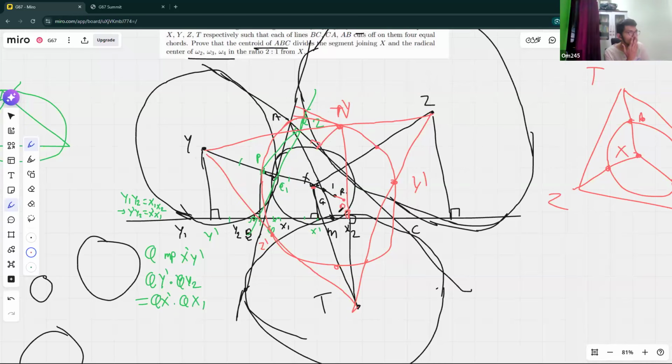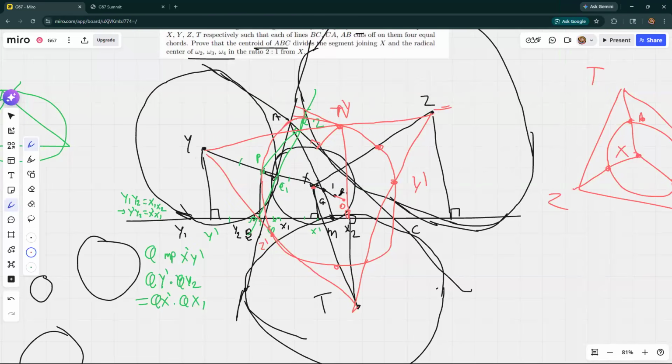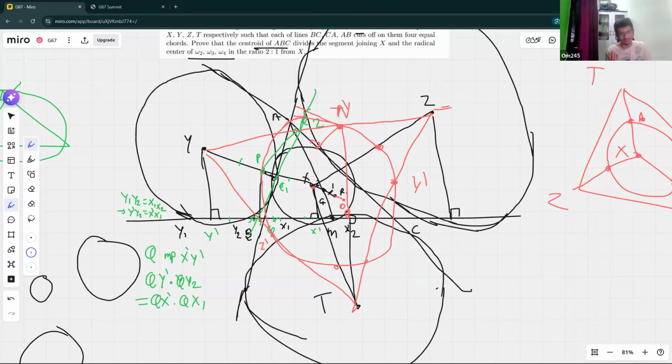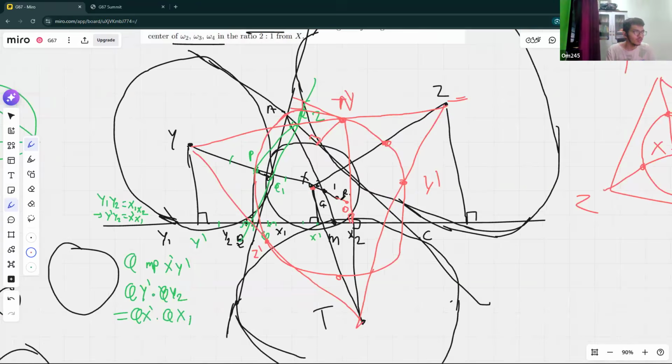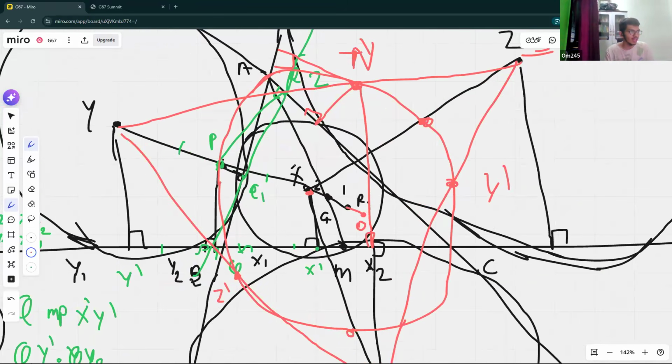I think I get what you mean. This lies on the nine-point circle, and because you take a homothety from X sending this nine-point circle to this circle, Z lies on that circle too. So X has to be the orthocenter. Right, and this is the centroid on the nine-point circle. Now it should be obvious. Call this O, and X is the orthocenter. So what's the ratio?